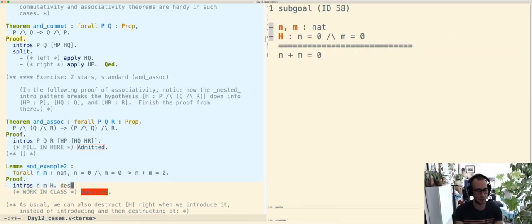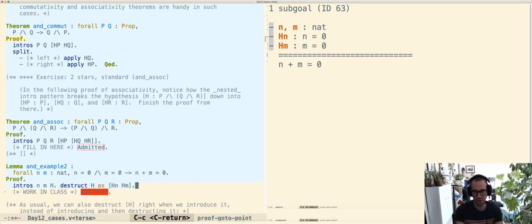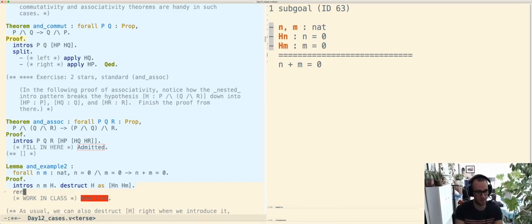Get n, m, and h. Destruct h as, and I don't want to let Coq name this. I'm going to come up with my own names. hn, hm. You can call these en, em. Again, you're really free to choose these. I think choosing good names is good, but it's up to you. But at this point, looks pretty good to me.